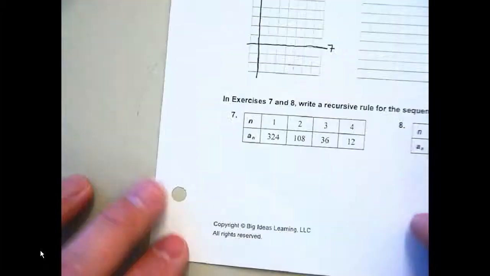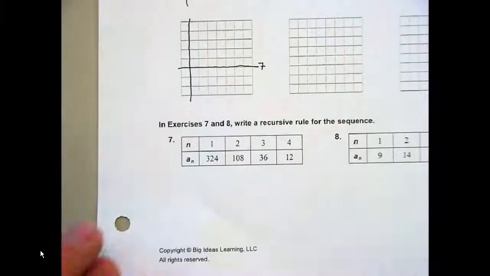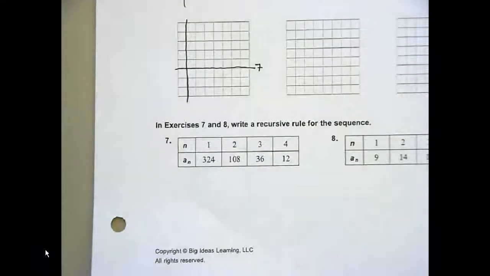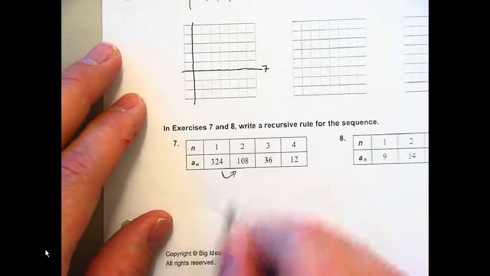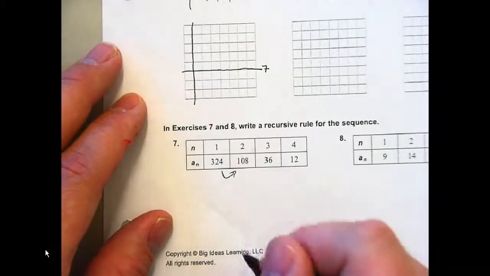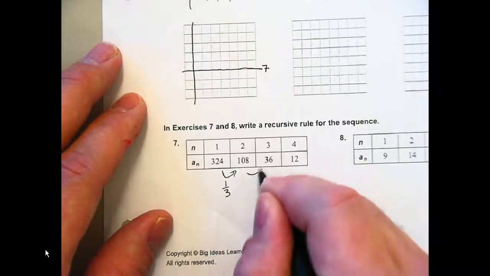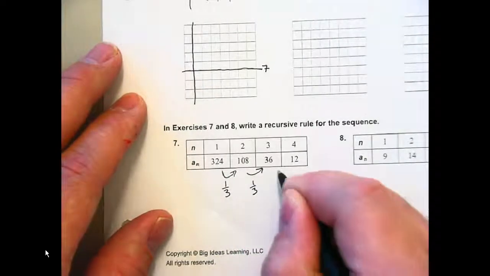Okay, take a look at number 7. Lucky number 7. Go ahead and give it a go with your group. Okay, Kai, what do you think? Recursive, is it geometric or arithmetic? Geometric. How come? Because what? It is multiplying by what? By 1/3? Everyone agree? All right.